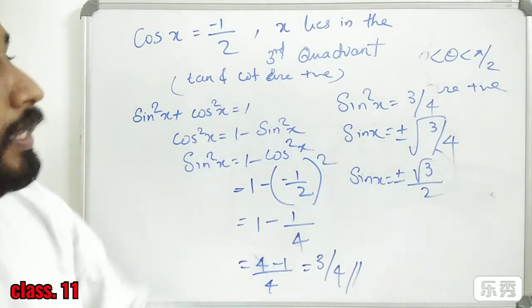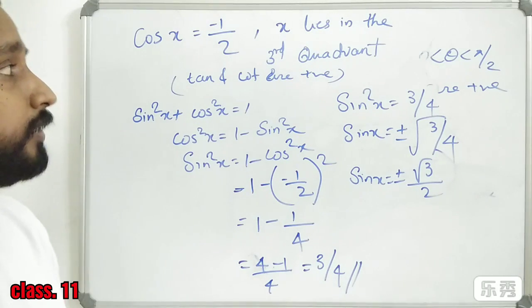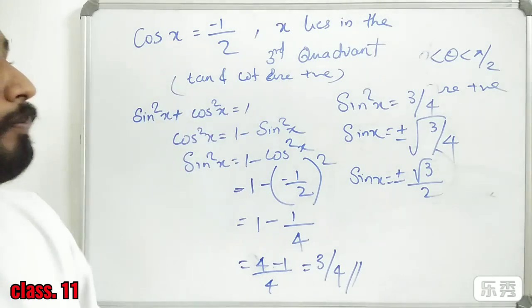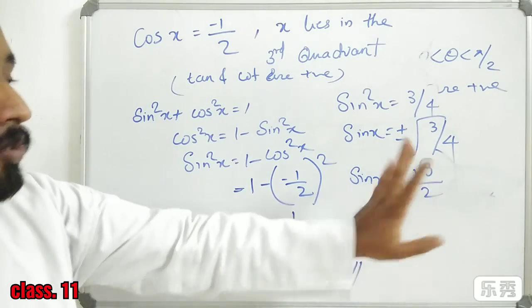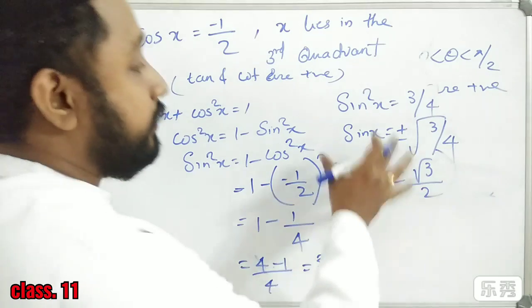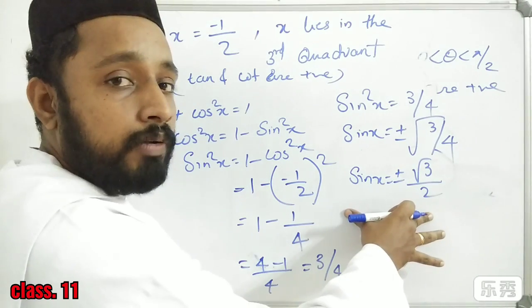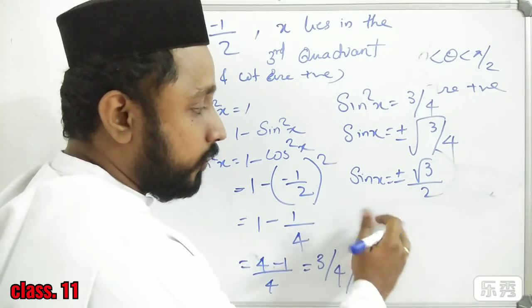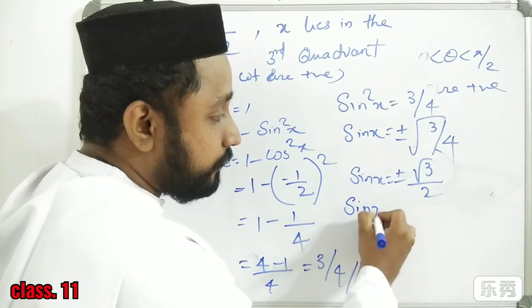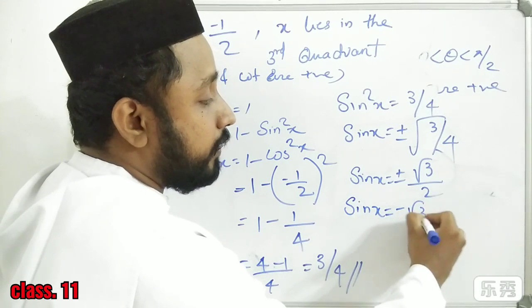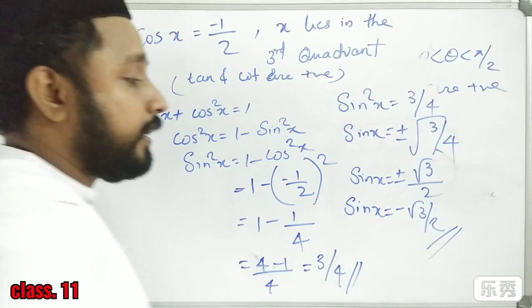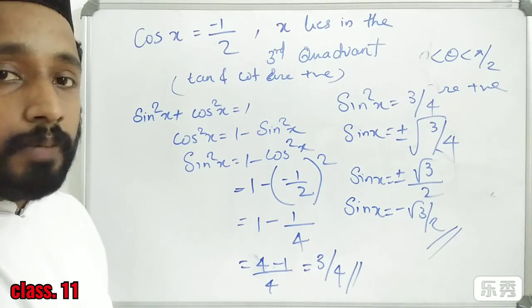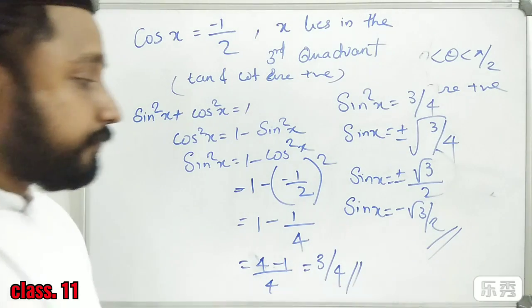X lies in the third quadrant. In the third quadrant, only tan and cot are positive. So sin x is plus or minus root 3 by 2. We know this is the third quadrant, and in the third quadrant sin is negative. So we take sin x equal to minus root 3 by 2. So we found sin x.